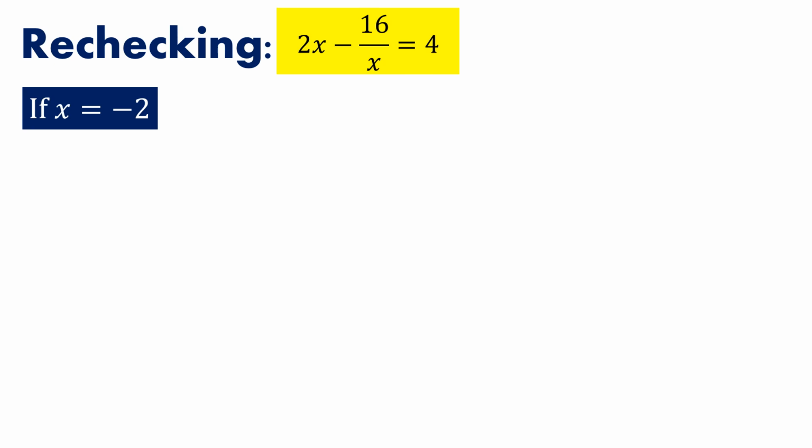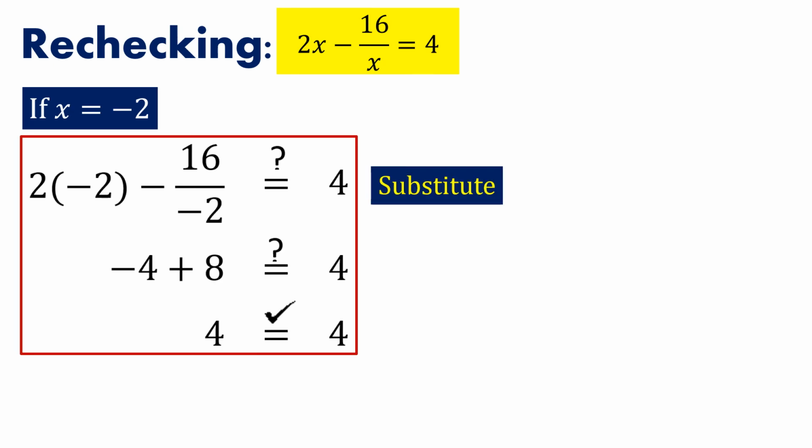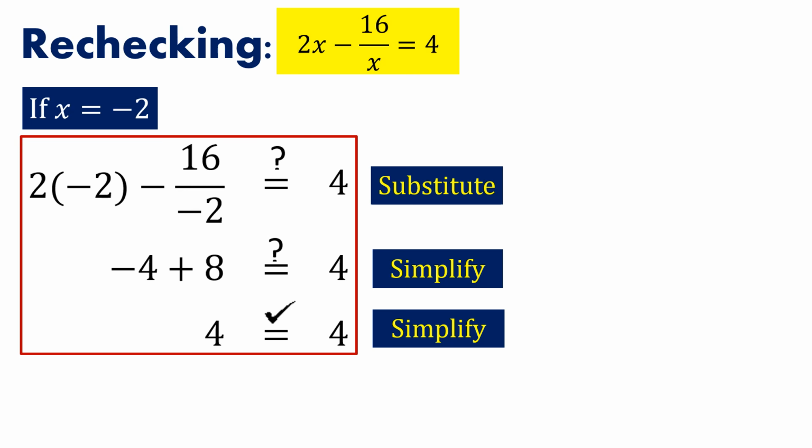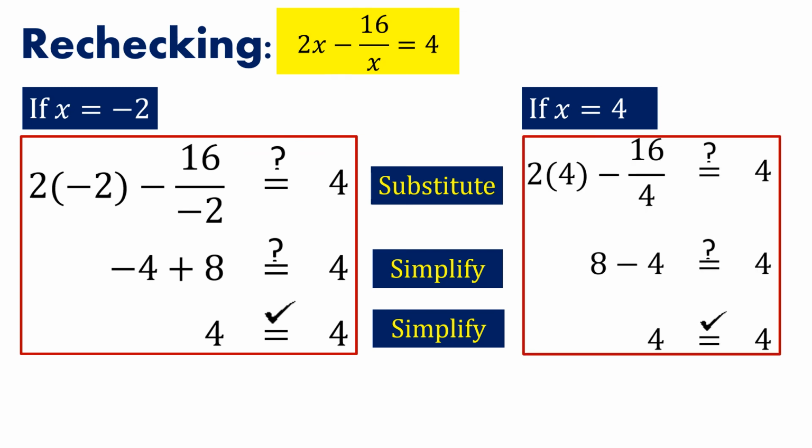If x is equal to -2, we have the following solution. We apply substitution and simplify. Likewise, if x is equal to 4, we also have the following solution. We again apply substitution, then we simplify. Indeed, the solution set of the given rational equation is the set containing -2 and 4.